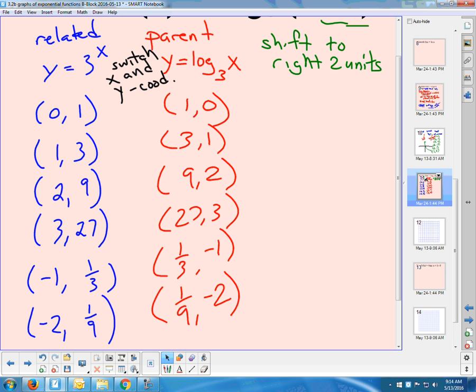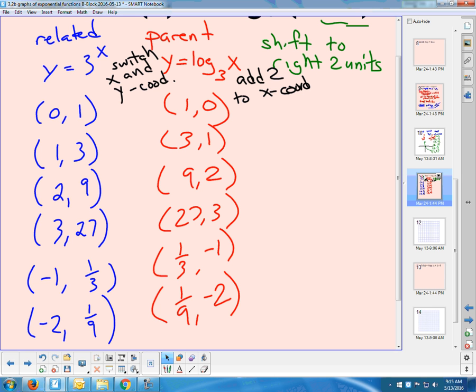Our last piece would be to apply the transformation, shift to the right 2 units. One helpful thing is to identify what math needs to be done to accomplish that shift. Since it's a shift to the right, that means it's a horizontal shift, so we're going to be affecting the x-coordinate. And if we move to the right, the x-coordinate is going to get bigger. So the math that we need to accomplish a shift to the right 2 units is to add 2 to our x-coordinate.